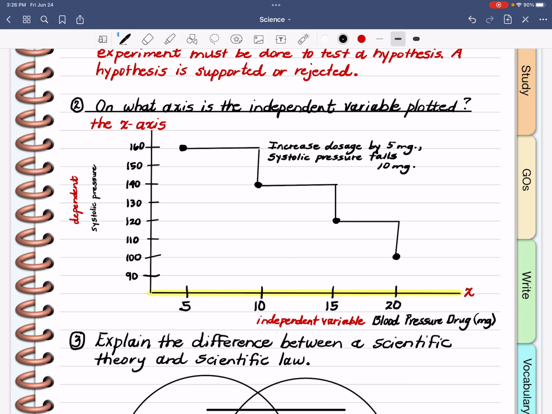Now, I am completely making this up. This would probably never happen in real life. But while I have you on this train of thought, we are increasing the medication by 5 milligrams, and his pressure falls 10 points. Sorry, 20. I'm about to lead you down the wrong path.